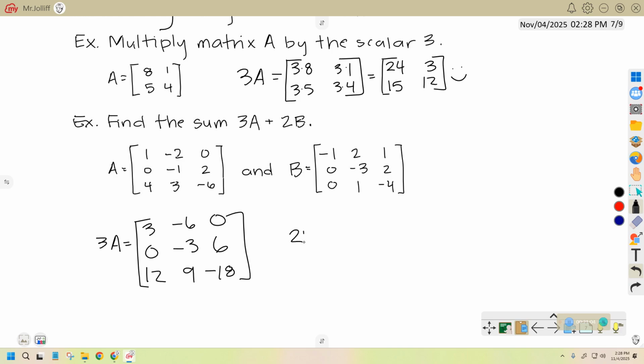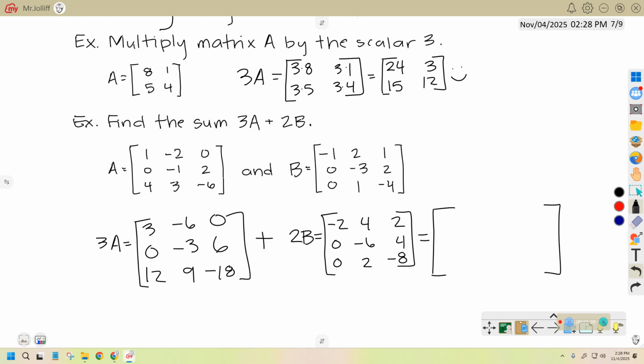And then we want 2B. So same idea, every entry in B gets doubled, multiplied by 2. So negative 2, 4, 2, 0, negative 6, 4, 0, 2, negative 8. And what do I want to do with those two matrices? Add them. Yeah, I'm just going to add these guys. That's great. You are faster than I am.